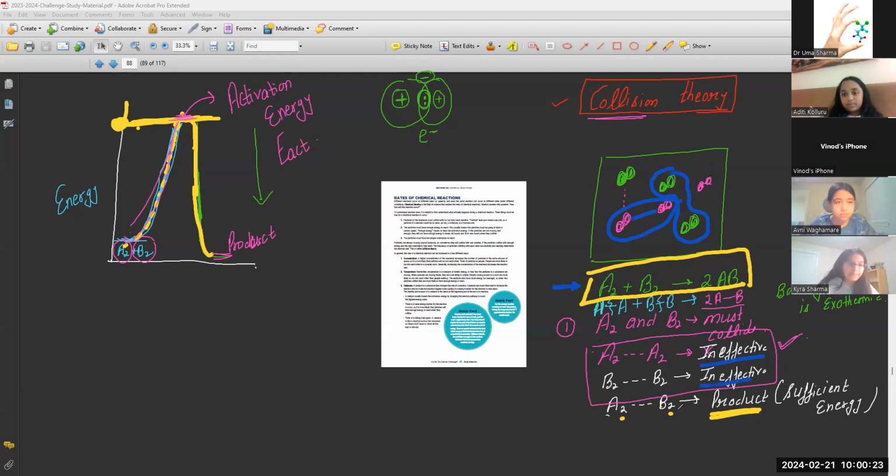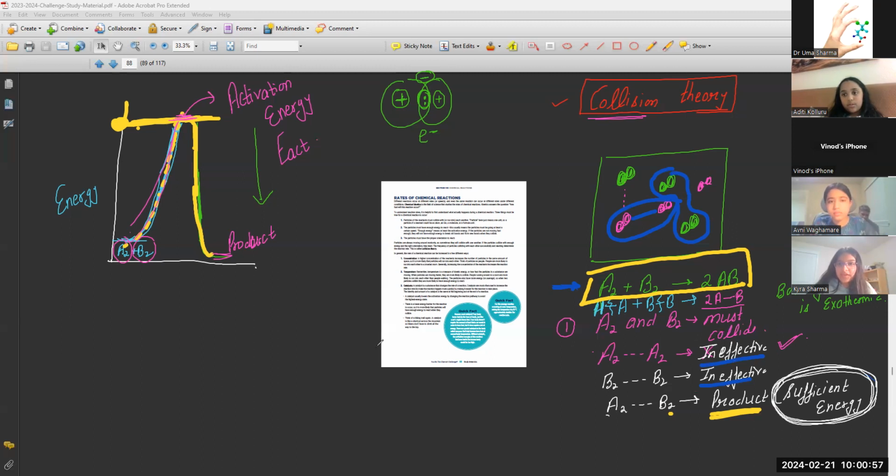Is it okay? Now, Avni, you're going to explain this to her. Understand this also, Kyra. Avni: So basically, you can only have the reaction when A2 and B2 collide, and when they collide, they'll have sufficient energy to break the bonds and then form them. Now, can you tell me the meaning of sufficient energy, girls?